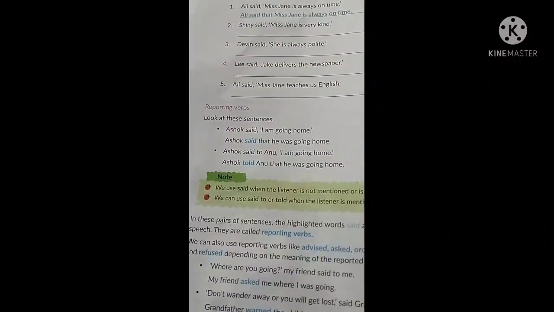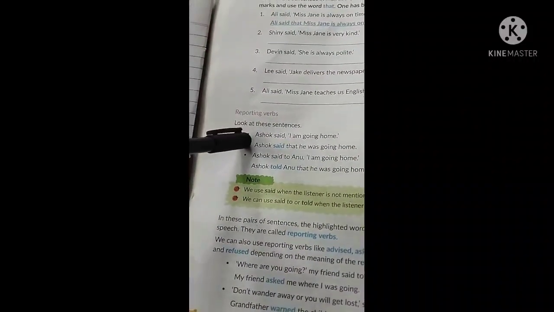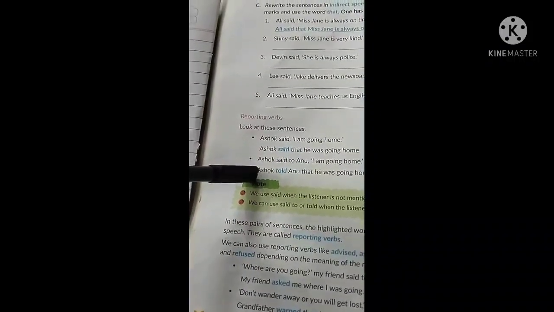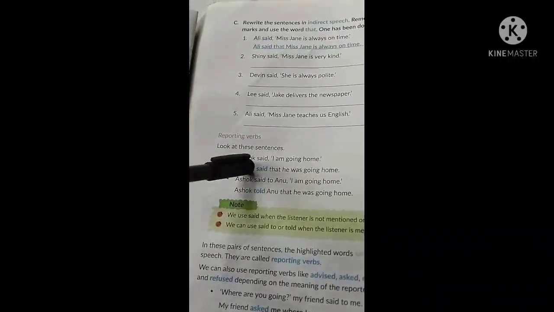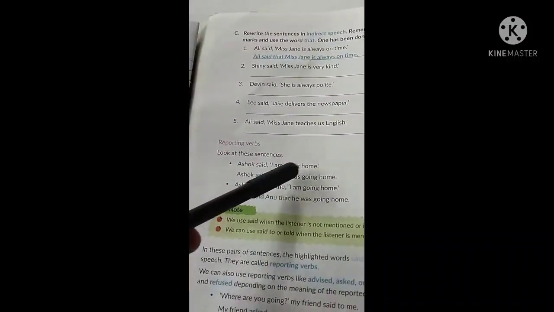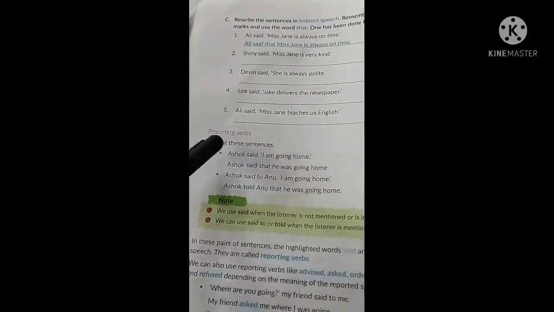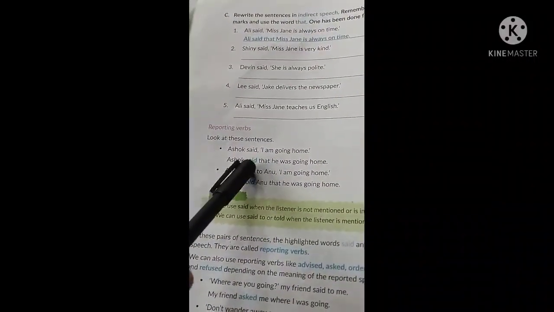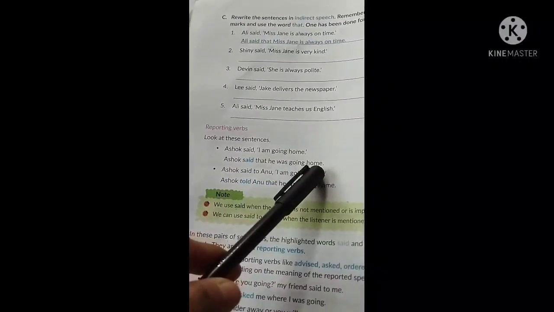Students, let us understand more about the reporting verbs from page number 98 of the English grammar book. Look at these sentences as mentioned. Ashok said, "I am going home." In indirect speech, it is written as: Ashok said that he was going home.